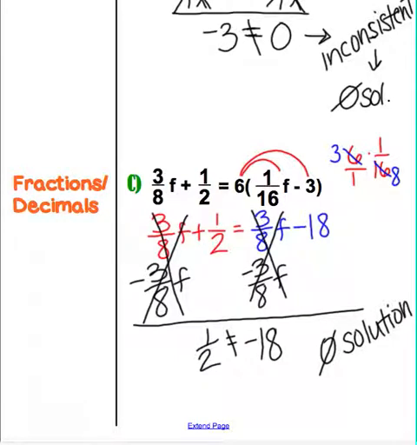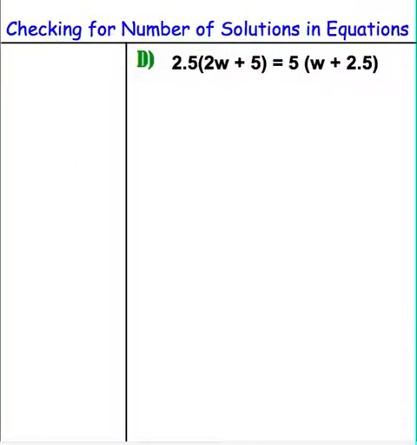So that went pretty slick. So let's move on to the next example, which is 2 5/10 times the quantity 2w plus 5 equal to 5 times the quantity 5w plus 2 5/10. And I realized that a couple of days ago we asked you to change those to mixed numbers and fractions. However, today we are going to stick with just multiplying it out, because more than likely they'll either cancel each other out or they'll work out nicely that we don't have to worry about having fractions.